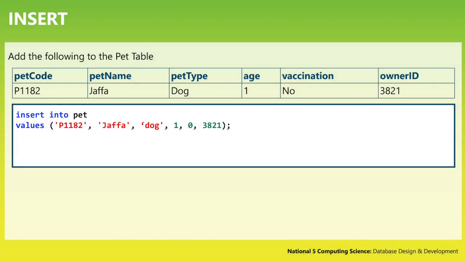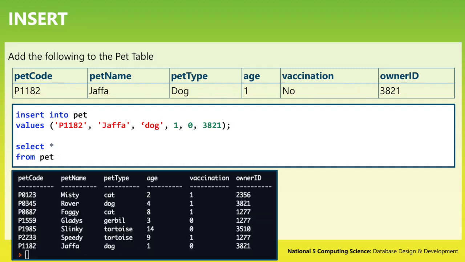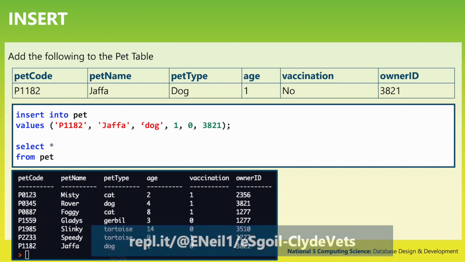When we implement this in REPL, we get no output. So, to make sure we have an output, we can run a simple select query. It's really important that after the insert statement, you include a semicolon. We can then say select all from pet. The asterisk means all. And when we run this query, we get this result. And you can see at the bottom there that Jaffa now appears in our database table. Head over to the REPL database and try and implement this query.